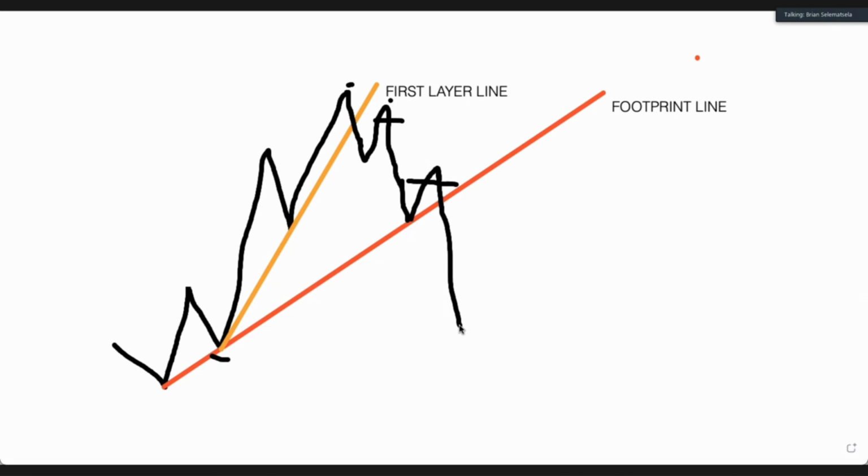It is being crossed. Now that means you'll have to close the buy trades that you took. Why should you keep on holding the trades when the market breaks the first layer line and is about to go into the opposite direction? So there's really no need for you to keep on holding on those trades.